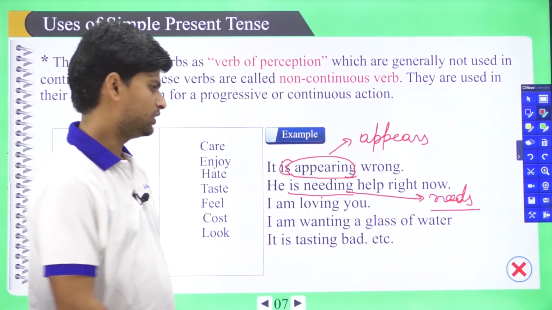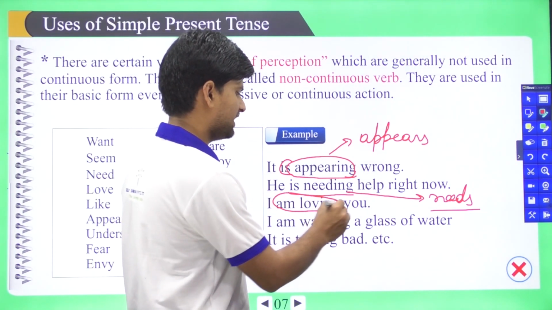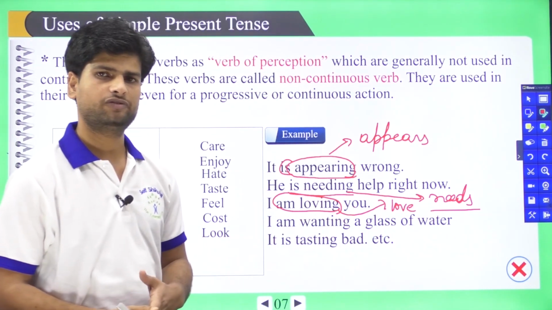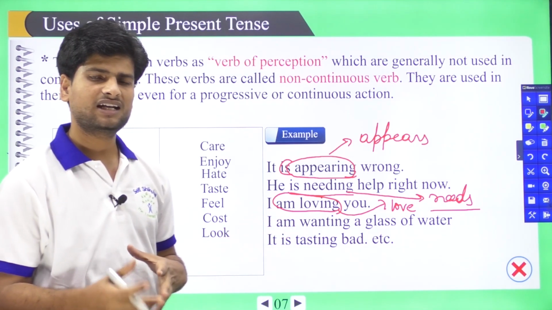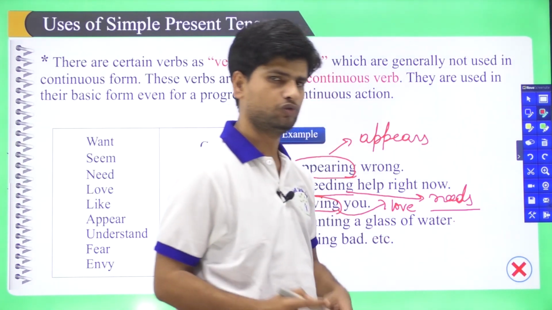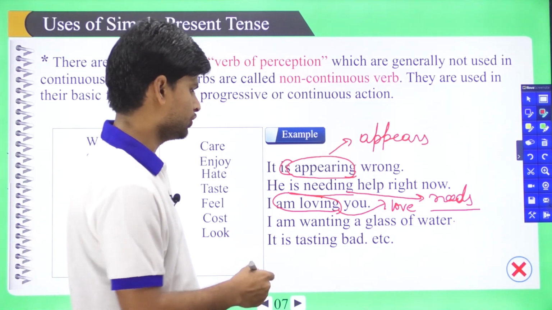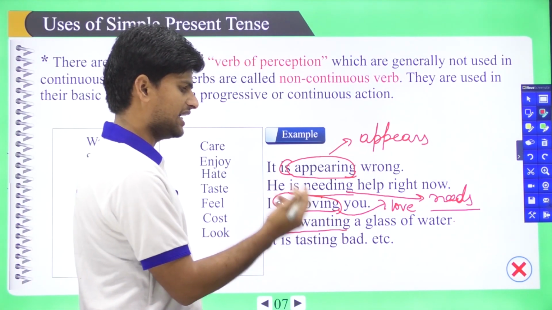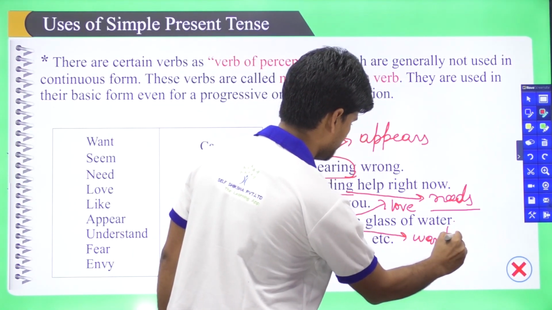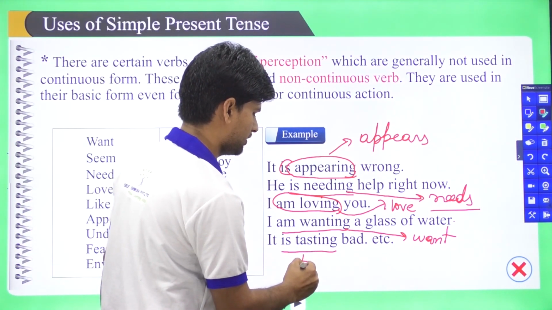I am loving you is not the correct structure even for being the present format. So the right thing is I love you. Love is also a verb of perception. I am wanting a glass of water. Suppose you are wanting a glass of water right now. You are very thirsty. In spite of that, you can't say I am wanting a glass of water. You want a glass of water or I want a glass of water. Want is also a non-continuous verb form. Or it is tasting bad. It tastes bad. इसका टेस्ट जो है वो बुरा है.